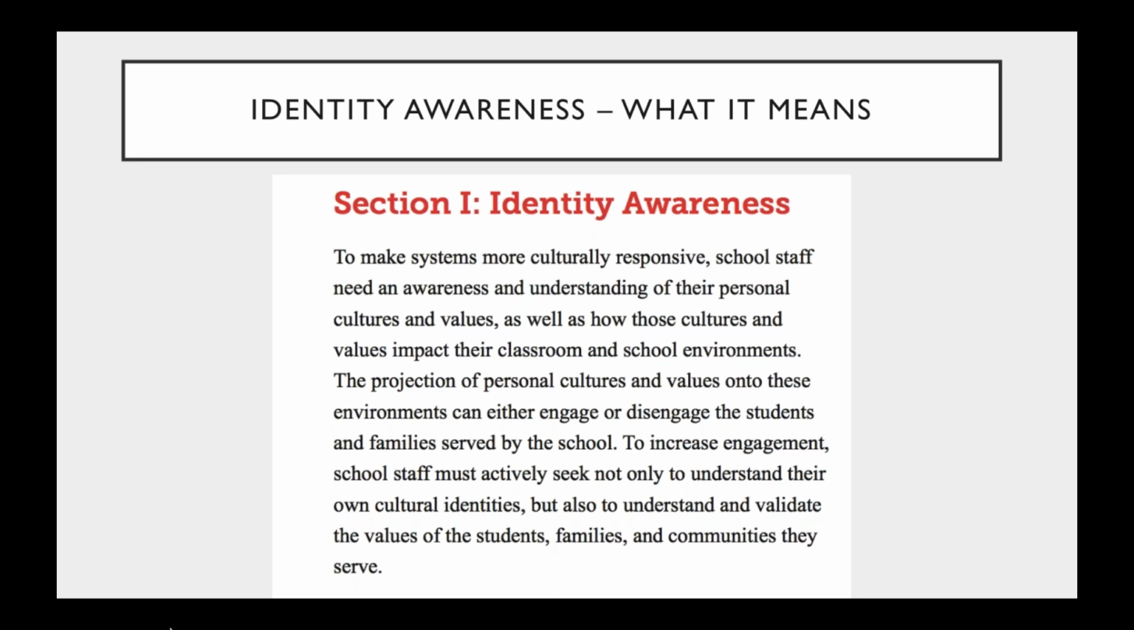So this first section on identity awareness looks like this. And essentially it says basically what Kent has been saying for the past few minutes, that to really increase our students' engagement and their feeling of belonging in school, we have to understand our own cultural identities and also have to understand and validate their identities and their values at the student, family, and community level.